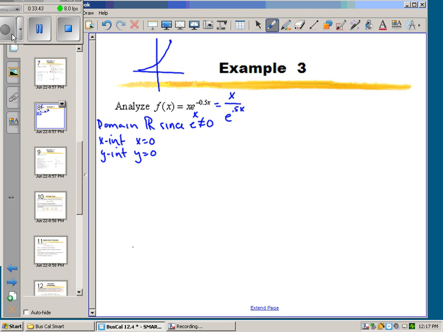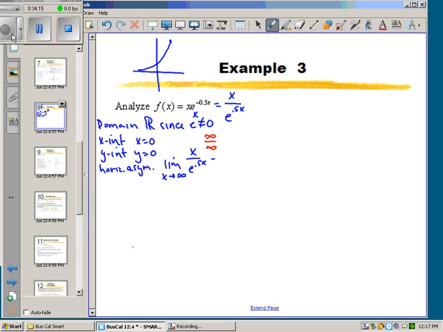The asymptotes, let's look at a horizontal asymptote first. See now this one's not a rational function, so you can't use your previous rules about powers of x. Horizontal asymptote is always the limit as x approaches infinity. So it's going to be x over e to the 0.5x. Well, if we try to evaluate this, we'd have infinity on the top and infinity on the bottom. So this is an infinity over infinity indeterminate case. So it's an indeterminate form.